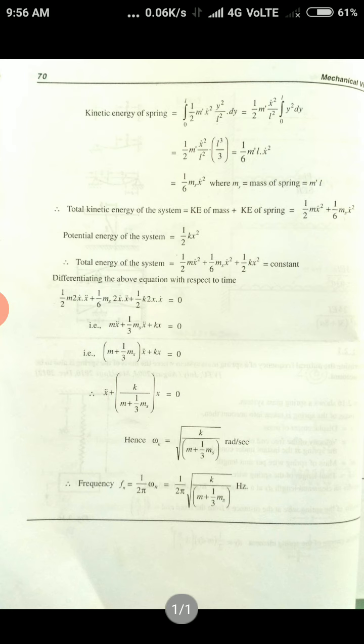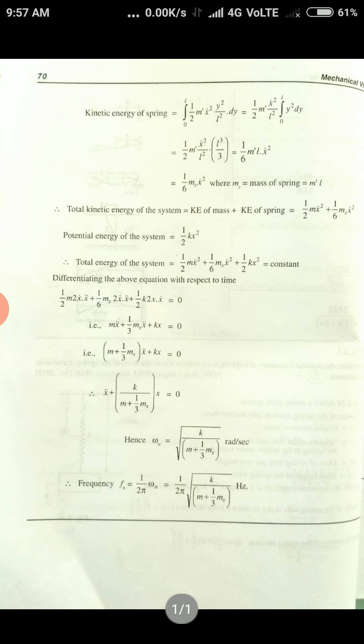Next, the potential energy of the system, that is of the spring, is given by 1 by 2 kx square. So applying the energy method, which says the sum of kinetic energy and potential energy is constant, hence we can write total energy of the system equal to kinetic energy plus potential energy equal to constant. Substituting those equations, the total kinetic energy is 1 by 2 m x dot square plus 1 by 6 ms x dot square, plus the potential energy 1 by 2 k x square equal to constant.